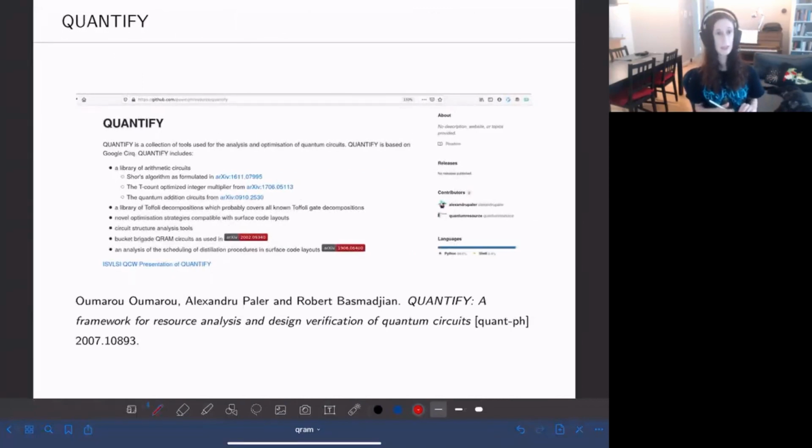I also just want to highlight that they've made their implementations of these circuits available, as well as a resource estimation framework. It's based on Cirq, so if you're interested, I highly recommend taking a look at this.